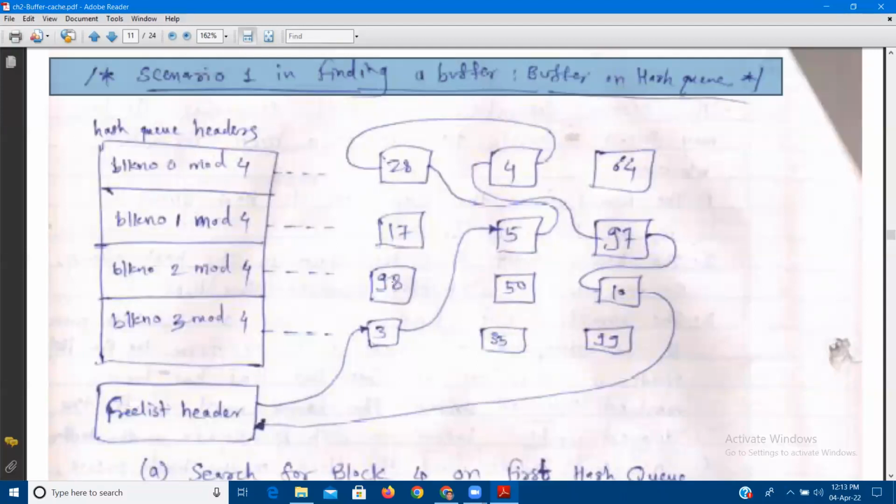5 is also part of free list, 4 is also part of free list, 28 is also part of free list, 97 is also part of free list, and 10 is also part of free list. If you consider other buffers, 64, 17, 98, 50, 35, 99, these are the busy buffers. So some operation, either reading or writing, is going on these buffers. So that's why they are kept as a part of hash queue.